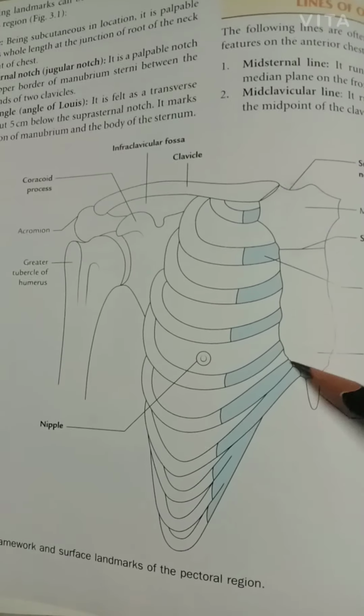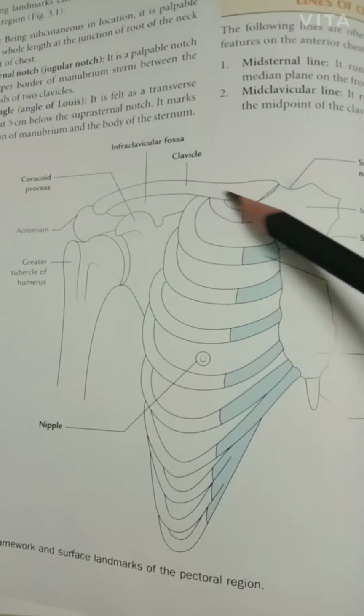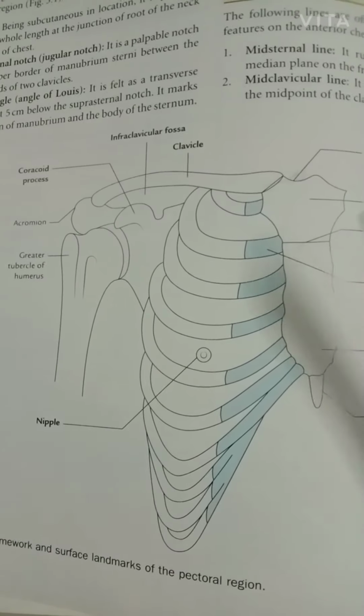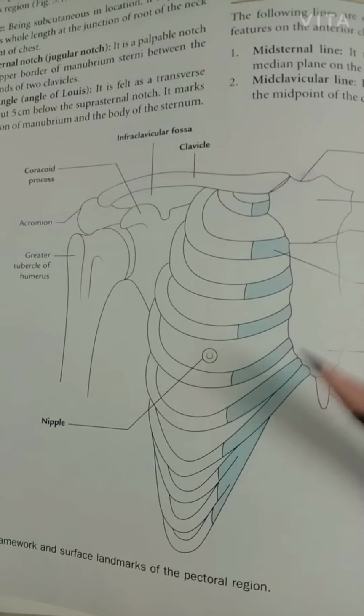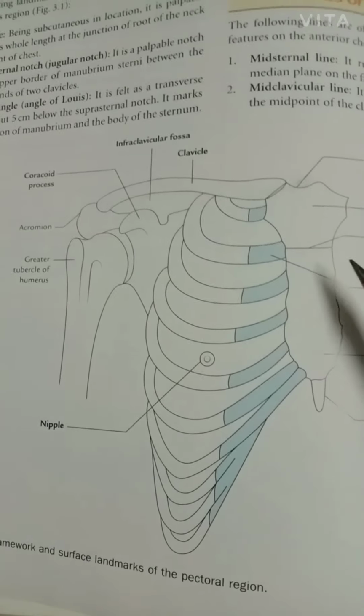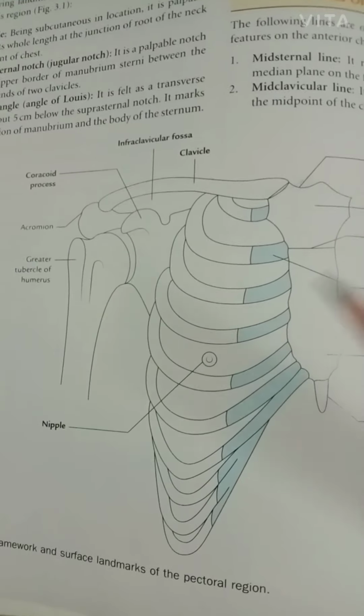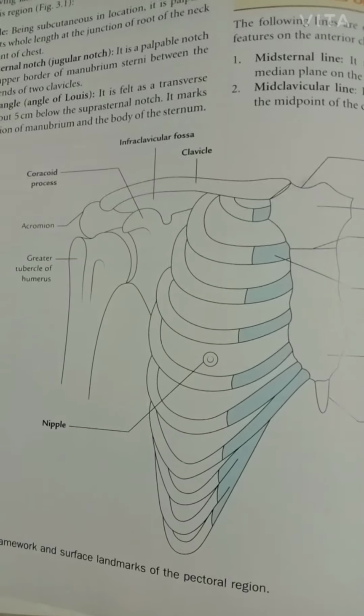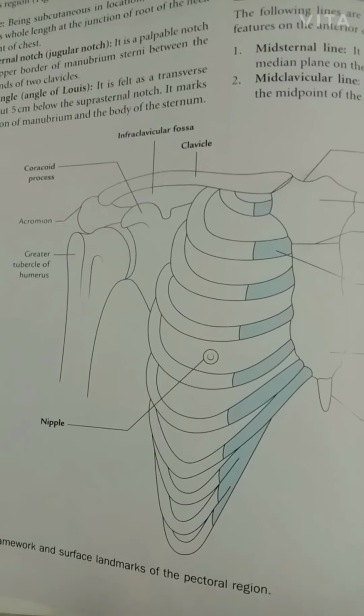This part is called the pectoral region, and the muscles present in the pectoral region are called the muscles of the pectoral region. They are the pectoralis major, the pectoralis minor, subclavius and the serratus anterior muscle. So let's see the details.